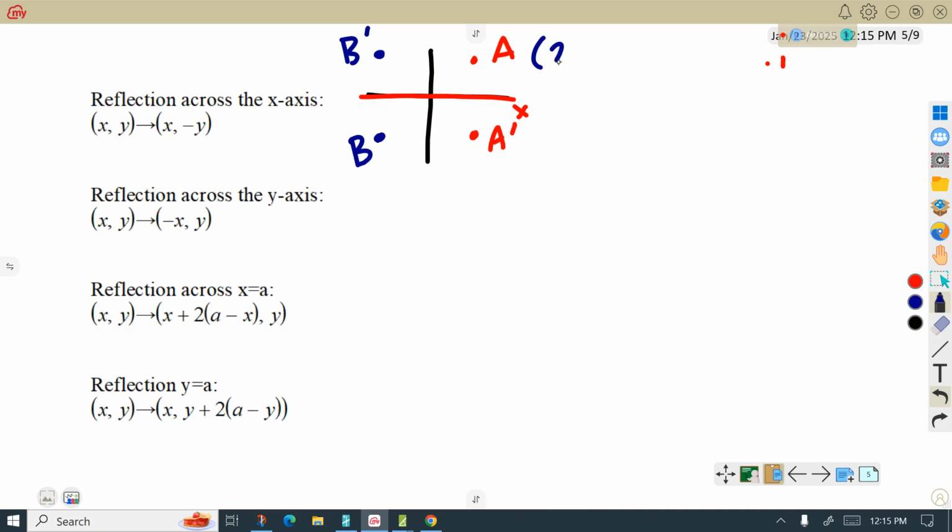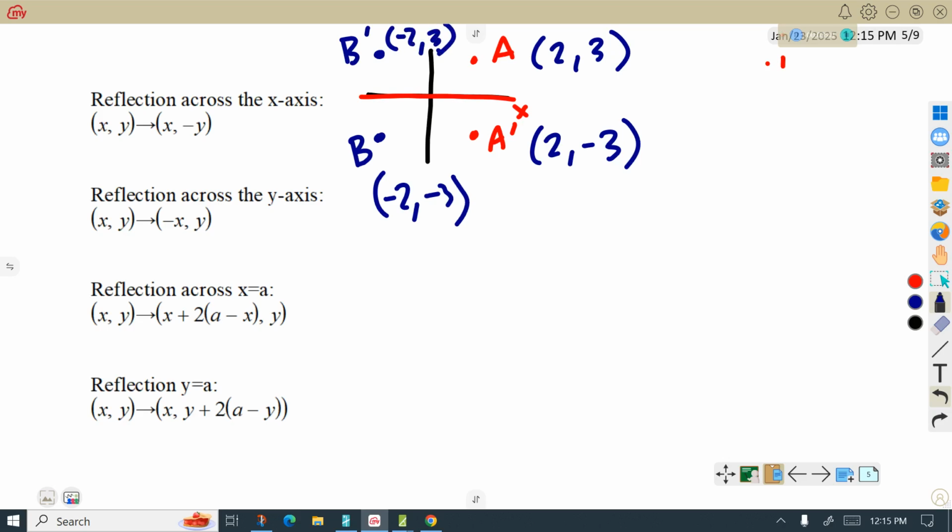So let's say that this was like the point 2, 3. Then this point down here would be 2, negative 3, if it's the reflection, right? And if this point was negative 2, negative 3, then this point up here would be negative 2, positive 3. Again, because the y coordinates have to have opposite sign when we reflect across the x-axis. We can also see that they have the same exact x value, right? Because it's not going left and right, that value can't change, right?